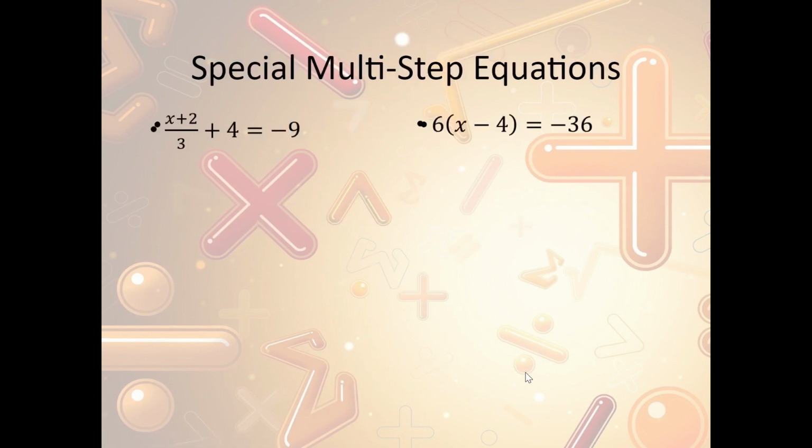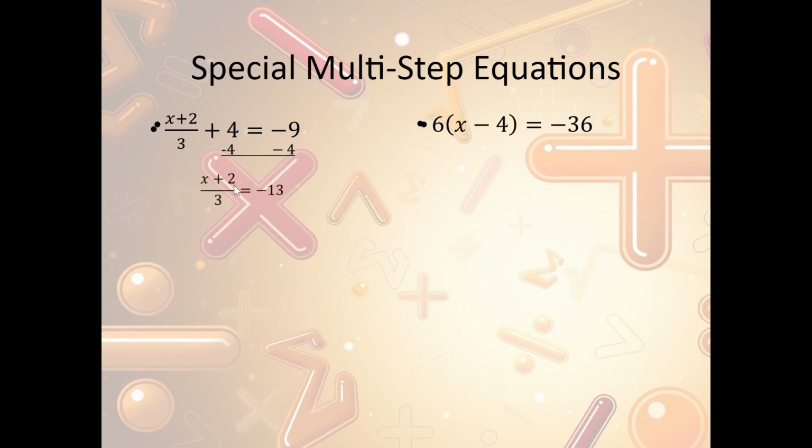So let's look at a couple of examples here. We have (x plus 2) over 3, plus 4, is equal to negative 9. So I'm going to get rid of whatever's furthest away first. Well, this 2 is grouped with it. The 3 is kind of grouped with it as well. The 4 is floating, so I'm going to get rid of that first. So I'm going to subtract 4 from both sides to undo the addition of 4. So what I'm left with is (x plus 2) over 3 is equal to negative 9 minus 4. Well, negative 9 minus 4 is negative 13.